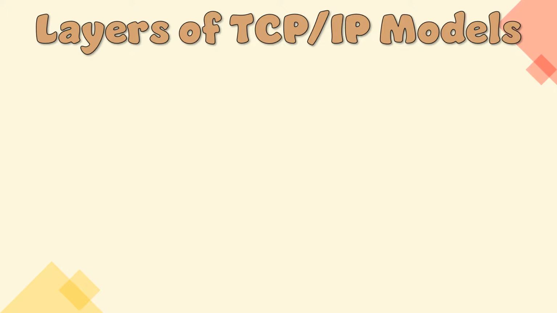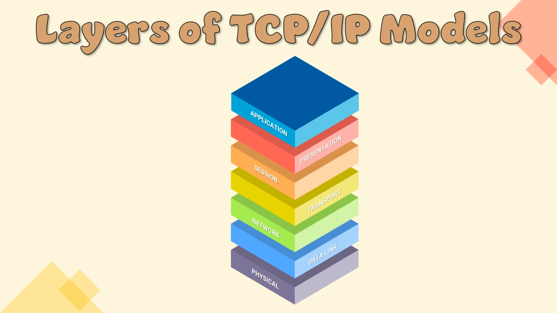Basically, we can say that TCP/IP is the implementation of OSI models. Do you remember the 7 layers of OSI models, which are Physical Layer, Data Link Layer, Network Layer, Transport Layer, Session Layer, Presentation Layer, and Application Layer? For better understanding, click on the I button to watch layers of OSI model.